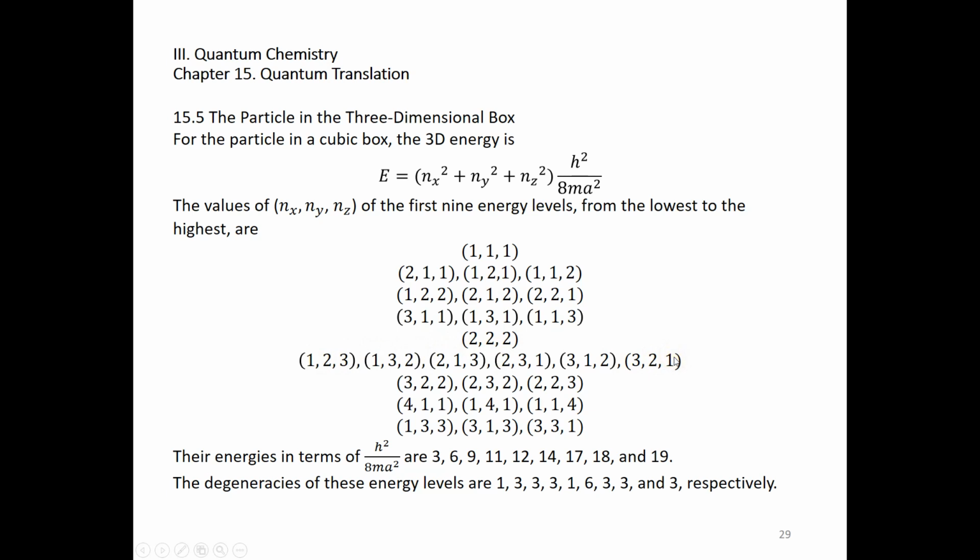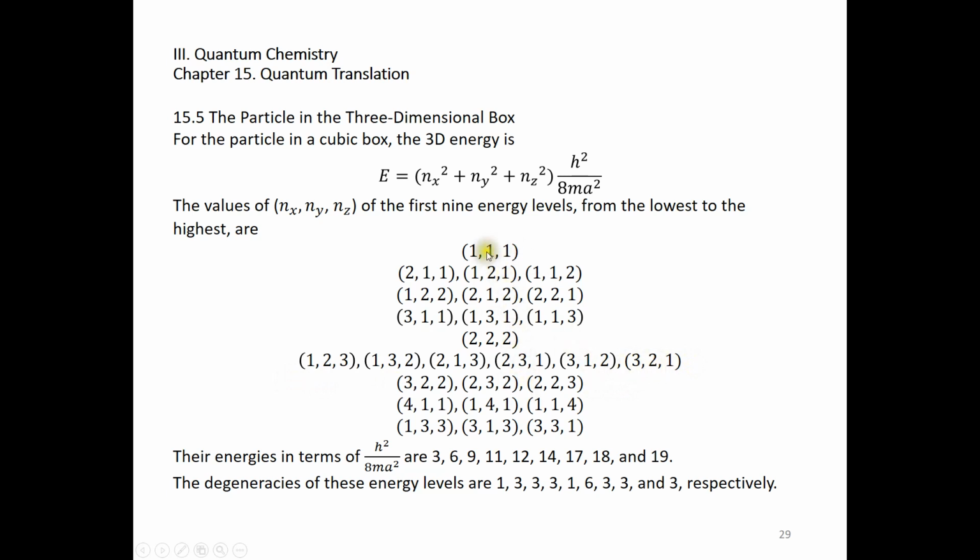Now we have a degeneracy of 6. The three quantum numbers can be 1, 2, 3, but there are 6 different permutations. We can have 1, 2, 3 or 1, 3, 2. We can have 2, 1, 3 or 2, 3, 1. We can have 3, 1, 2 or 3, 2, 1. But either way, 3 squared plus 2 squared plus 1 squared, that's 14.